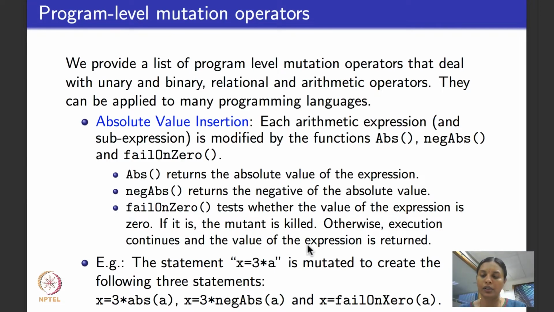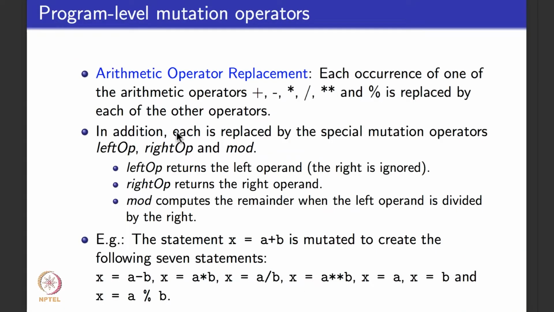So the next set of mutation operators that we are going to consider belong to this category of operators called arithmetic operator replacement. In a typical programming language, what are the arithmetic operators that are there? There is addition, plus, subtraction, minus, multiplication, star, division, exponent, mod. So this is a reasonably exhaustive list of possible arithmetic operators.